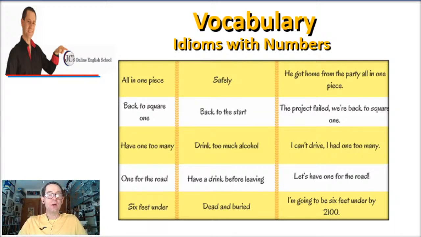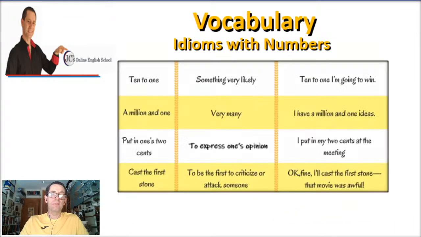Very good. So once again, "all in one piece," safely. "Back to square one," back to the start. "Have one too many," drink too much alcohol. "One for the road," have a drink before leaving, not recommended. And the last one is "6 feet under," dead and buried. Remember, you can say the year 2100 in more than one way. You can say both, okay? All right, let's move on because there are a few more, just 5 more, actually 4.